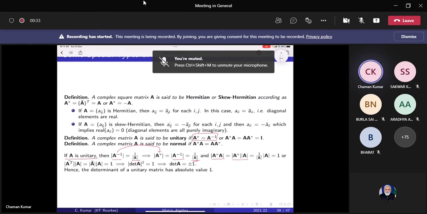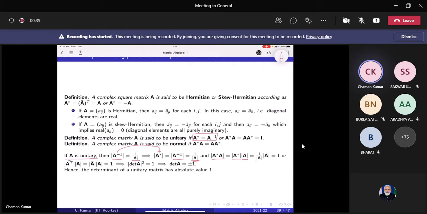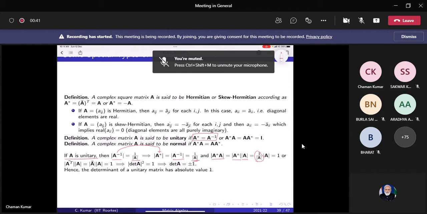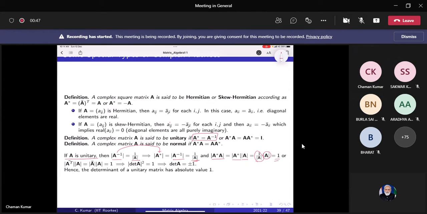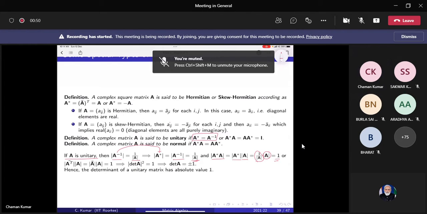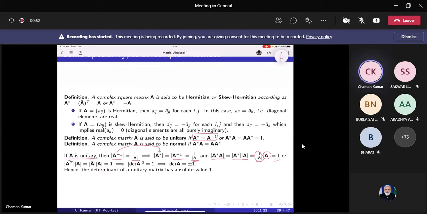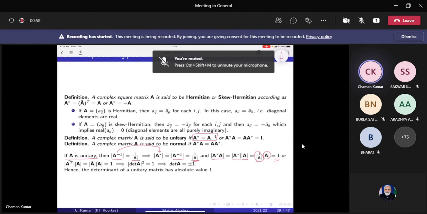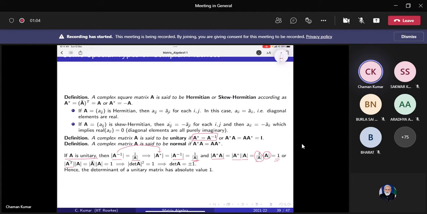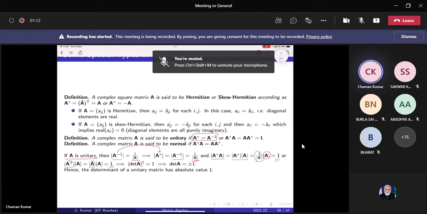of A star times determinant of A, and determinant of A star is 1 over determinant of A multiplied by determinant of A, which is equal to 1. So this means that we can put the value of A star. A star is the conjugate transpose of A, and transpose will not change the determinant, so we can write this as determinant of the conjugate of A. This will be equal to 1, that we have just seen here.